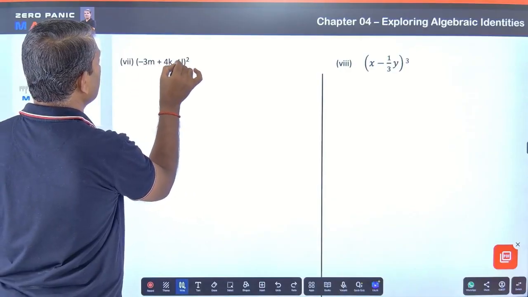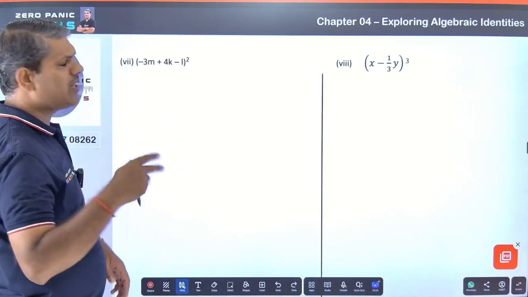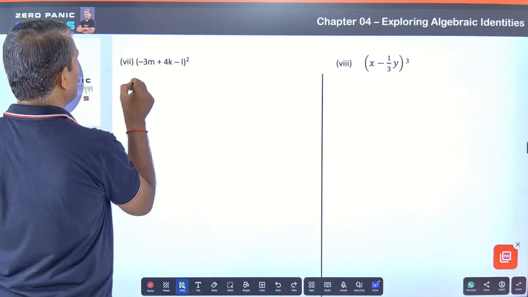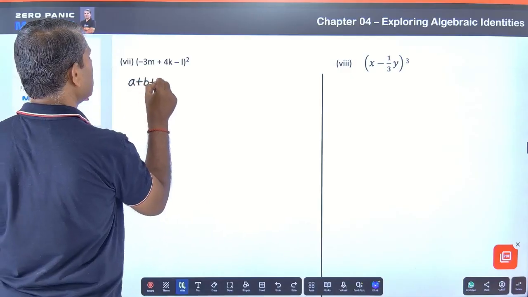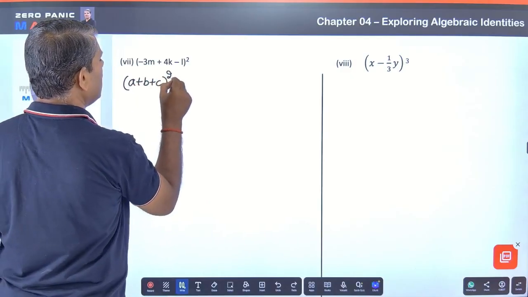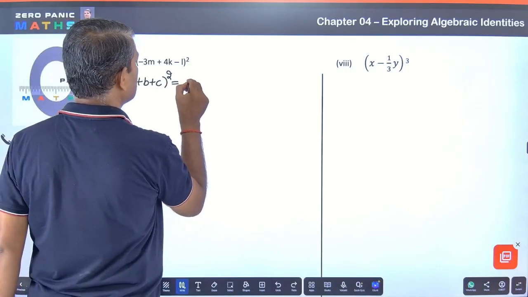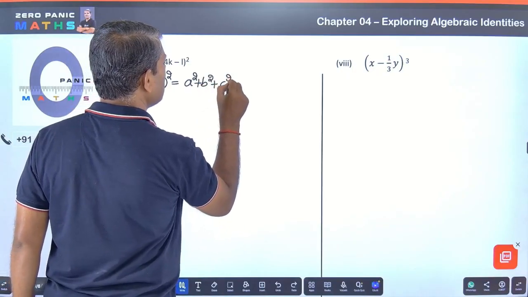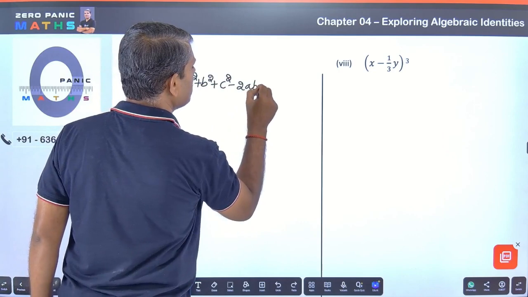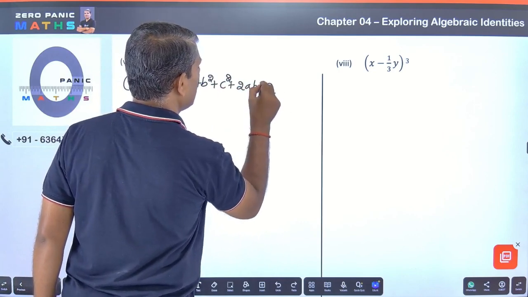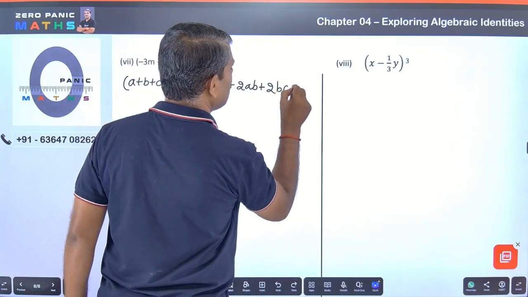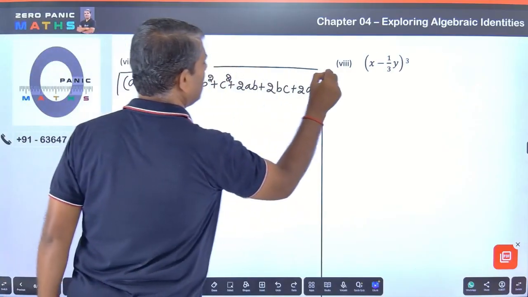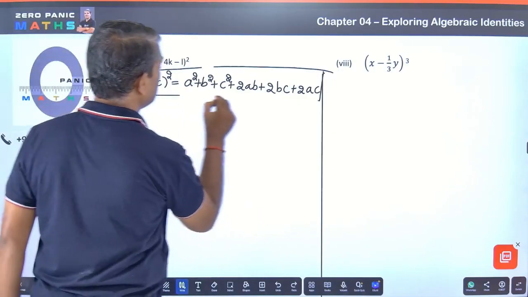It is a plus b plus c whole square. Whenever there are three terms and there is a square, it is a plus b plus c whole square only. And what is a plus b plus c whole square? You have to remember that. It is a square plus b square plus c square, first of all the sum of the three square terms, and then 2ab plus 2bc, all these are plus only, 2bc and 2ac.